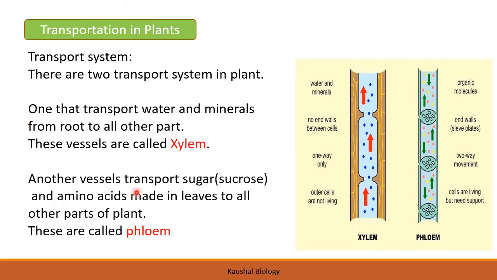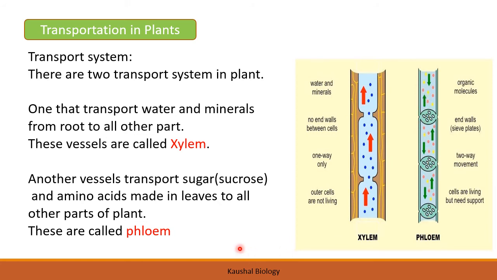Now another vessel transports sugar. The second transport system will transport the sugar and amino acids which are made in the leaves. Whatever food is synthesized in the leaves will be transported to the other parts of the plant by phloem. Here is the picture diagram of xylem, which shows one-way direction, and this is phloem, which shows two-way direction. It can move up and it can also move down.